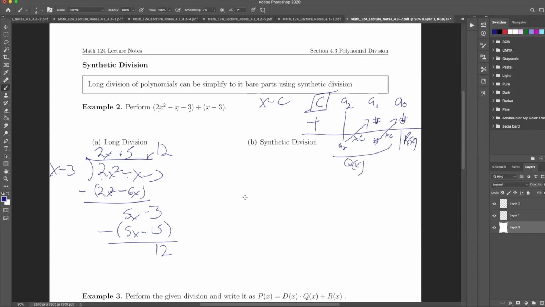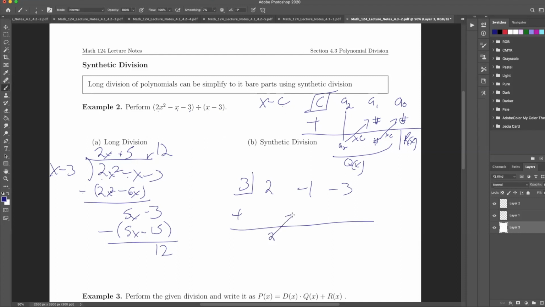Isn't this the opposite of c? Yeah, so if it's x minus c, it'd be the opposite. So in this case, it's x minus 3, and so you just take the opposite of 3. So in this case, we put a 3 in the box. Okay? My coefficients here are 2, minus 1, and minus 3. Let's go ahead and do this. And you put a little plus sign here. So here, there's nothing, so we just bring down the 2.